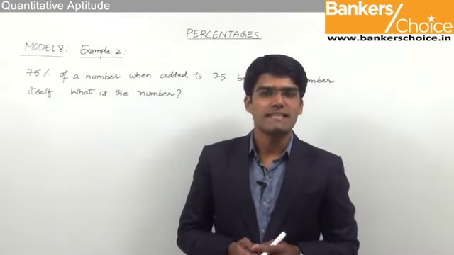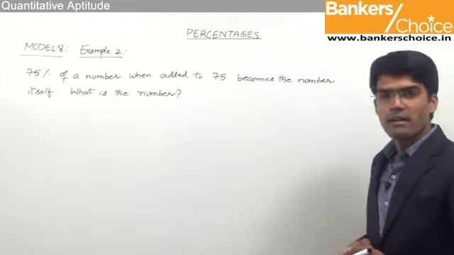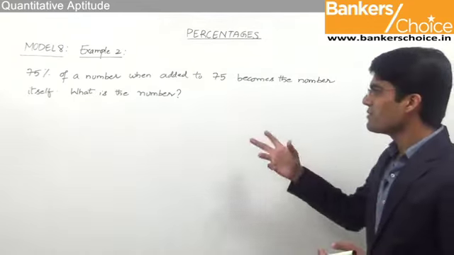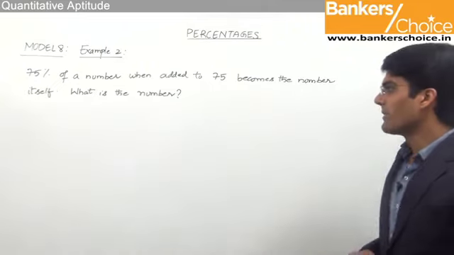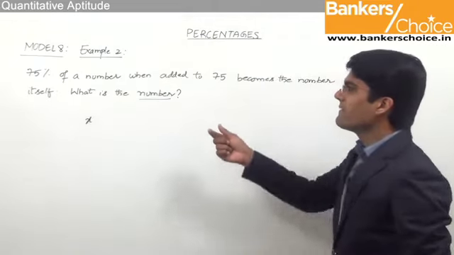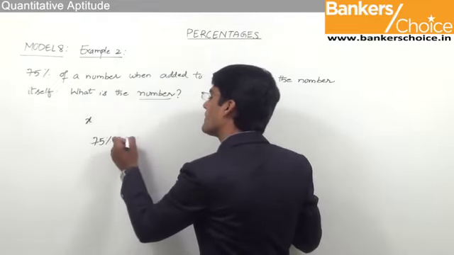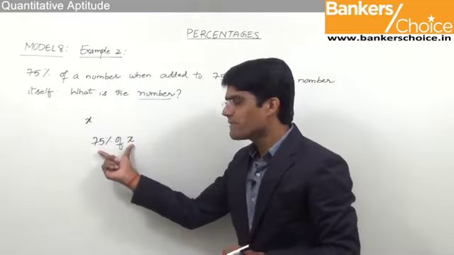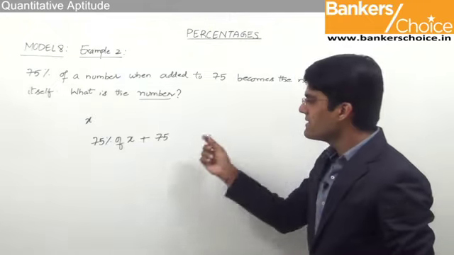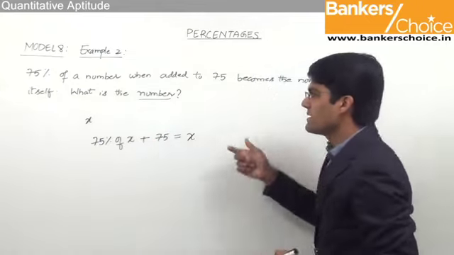Let us now take one more typical example from percentages. The question here is: 75% of a number when added to 75 becomes the number itself. What is the number? It appears to be a little complicated, but this is a very simple question. Let us assume that the number which it is talking about is x. Now the question says 75% of a number, that means 75% of x, when added to 75 becomes the number itself. That means the sum of these two should be equal to the number itself, that is nothing but x. And you are supposed to find out what is the number.